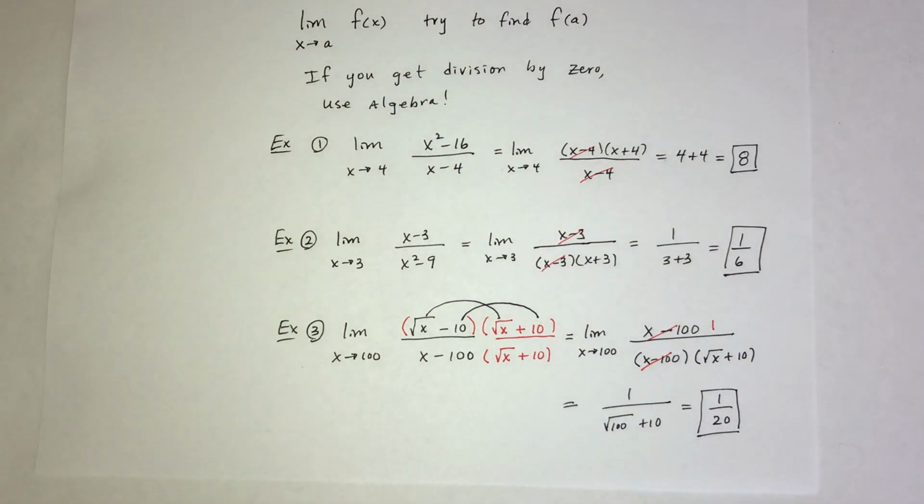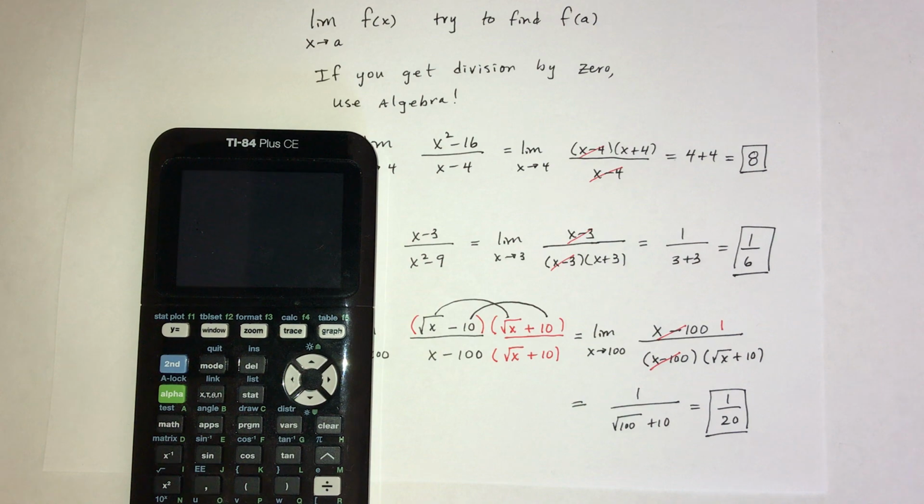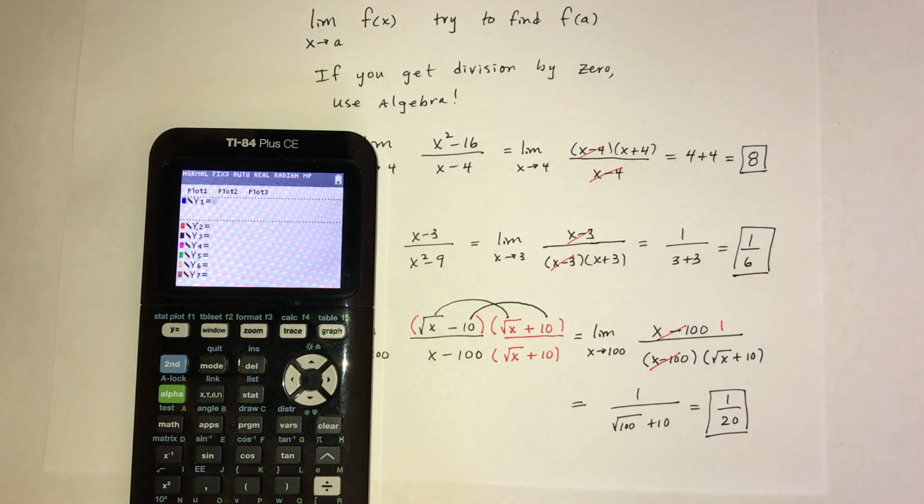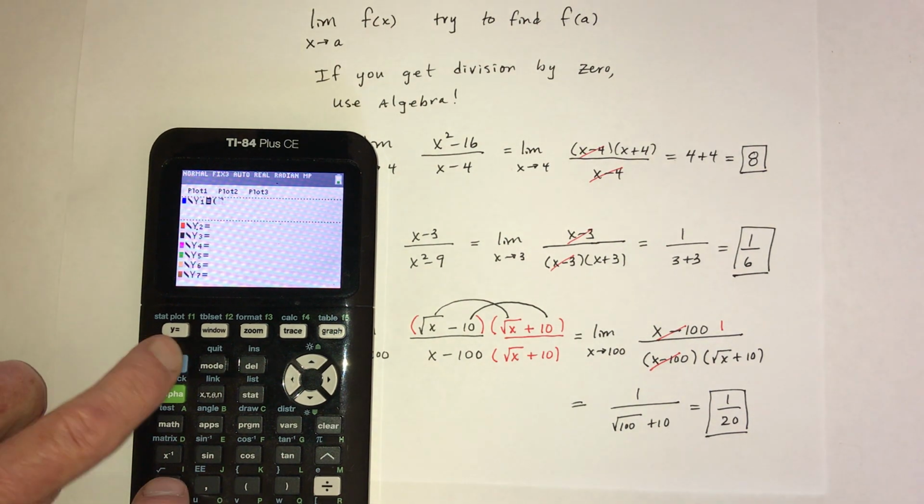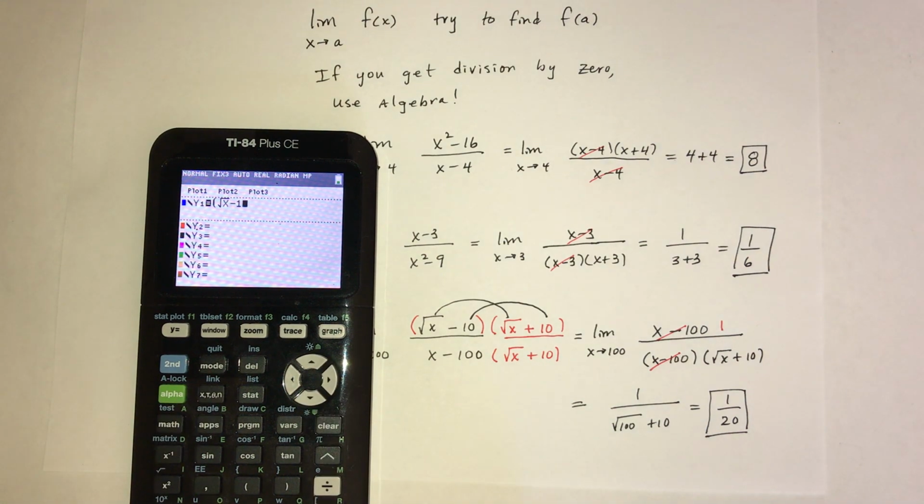Now, we could be checking our answer on each and every one of these, but I feel pretty confident. Although I just want to show you, if you want to check your answer, you can go back to the original problem and graph it. So go to y equals, the numerator needs to be in parentheses. It's got the square root of x minus 10, and then divided by x minus 100.